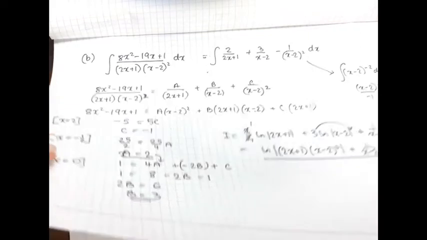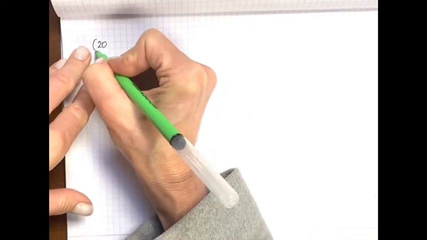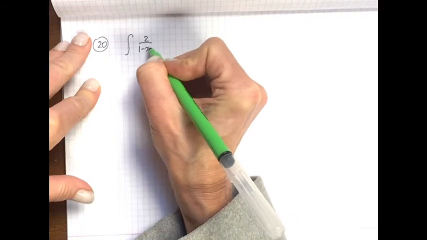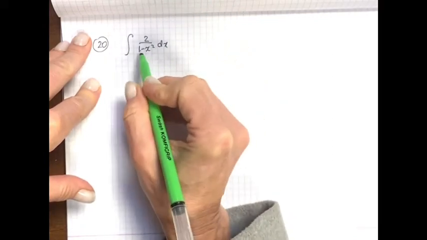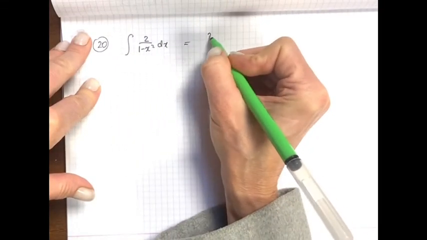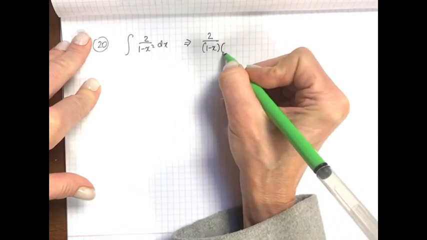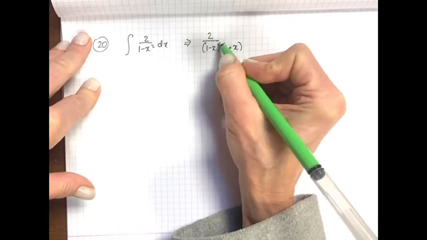So the last question in this example, example 20, we're still on example 20, looks quite small. Let's have a look. Okay, so here we need to factorize the denominator. Let's just do that. Difference of 2 squares.